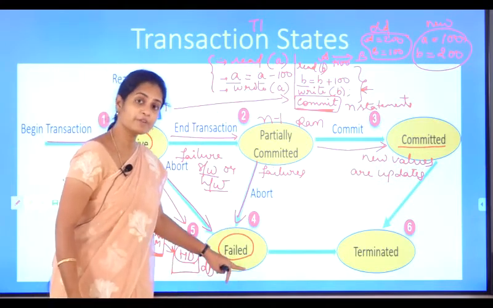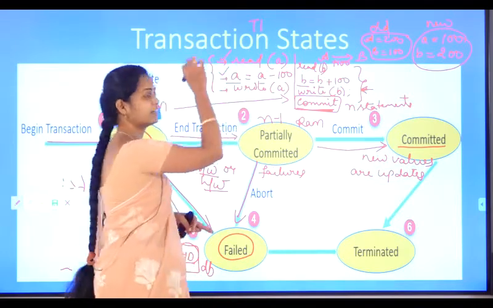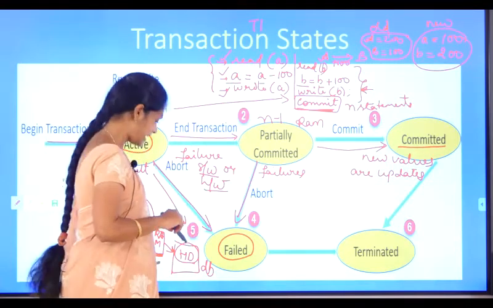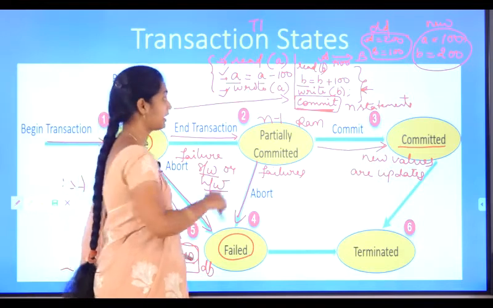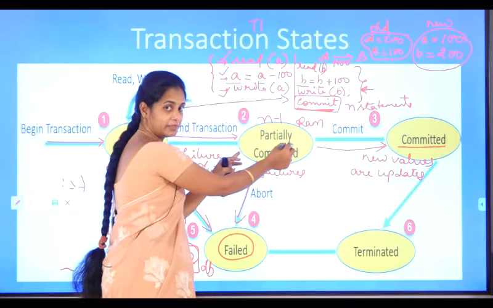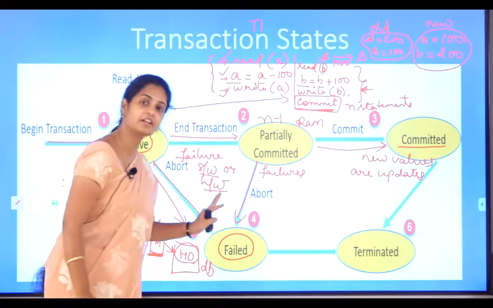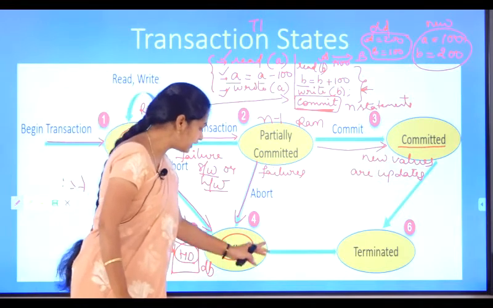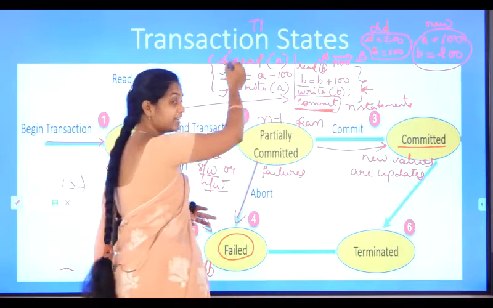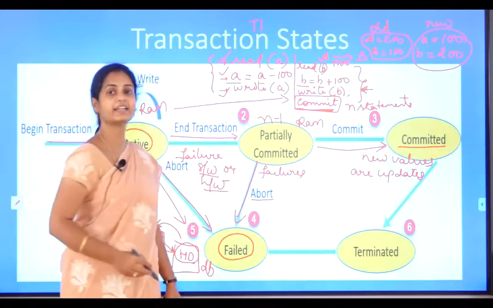So what about the failed state? See here, I have performed read of A, I have debited 100 rupees and I have also updated the record A. Where will this record be? In the RAM. Until here it is partially committed. After this, suddenly a failure has occurred. What happens? It will enter into the failed state. So what will it do? The failed state will abort the entire transaction.